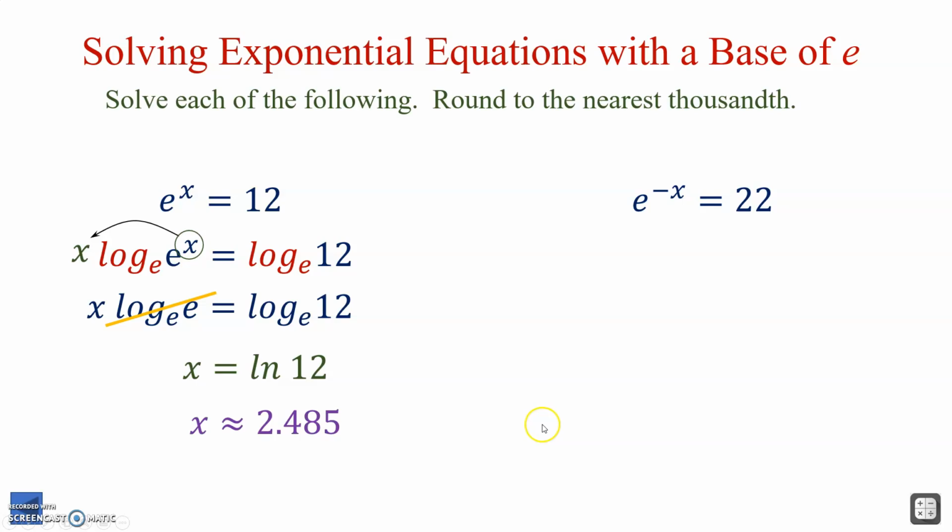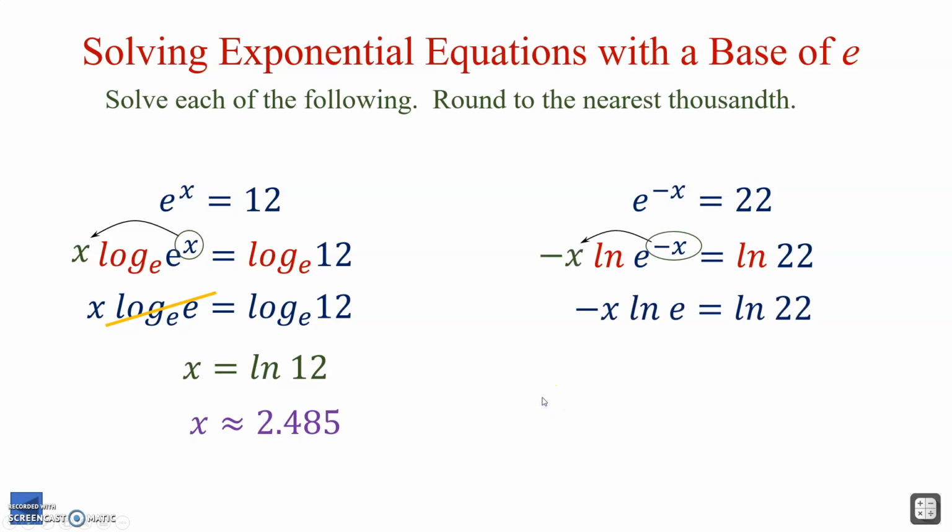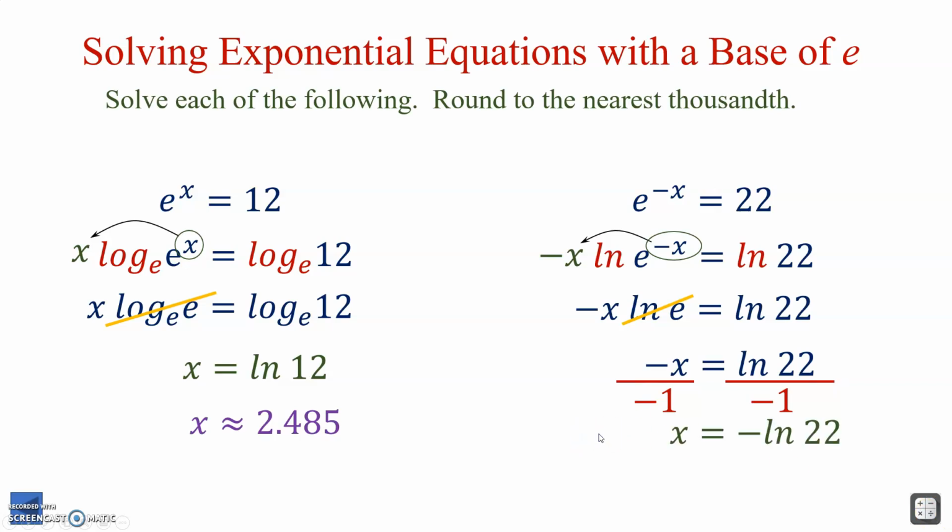Next problem, e to the negative x equals 22. Again, to get rid of the e, we'll ln on both sides. The entire exponent comes in front. So we're left with negative x ln e equals ln 22. The ln e cancels out, leaving me with just the negative x. Into our calculator? Nope, not yet. We still have to get rid of this negative. Divide both sides by negative 1. And again, that doesn't say 22 divided by negative 1. That's the entire ln 22. That leaves us with negative ln 22.